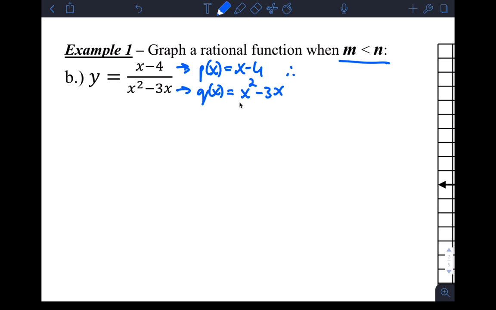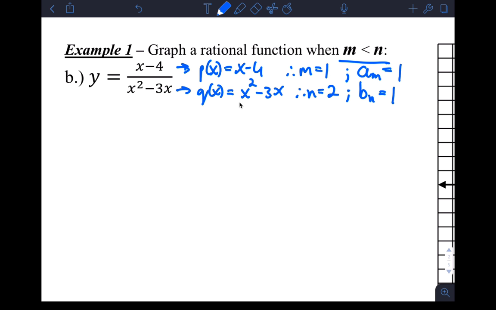That means from here I can say that m is 1. The degree of the numerator polynomial is 1. And then I can say n is 2, because that's the degree of the denominator polynomial. And I can also say from this that a sub m is 1. That's the leading coefficient, okay? And b sub n is also 1. That's the leading coefficient of the denominator function. So with that, I pretty much have all the information I need to go ahead and follow the steps that were given to graph the rational function.